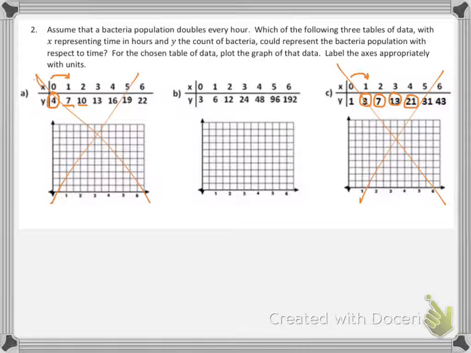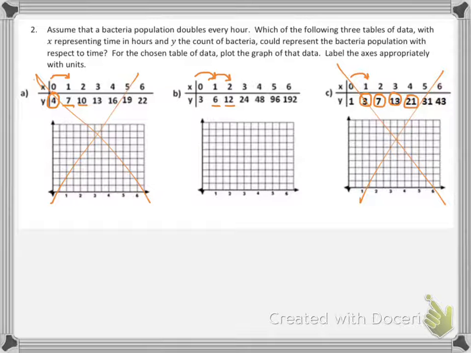Let's check this one. As 1 hour goes by, my 3 should double to 6. It does. As another hour goes by, my 6 should double to 12. It does. And 24, 48, 96, 192. It continues to double. So B is the proper graph.